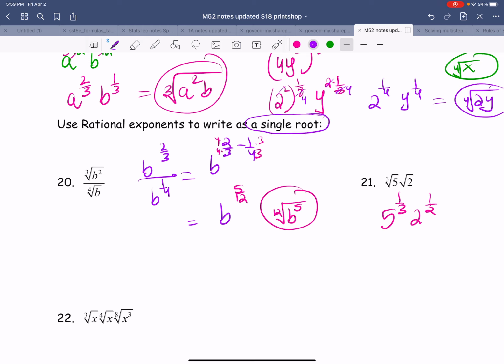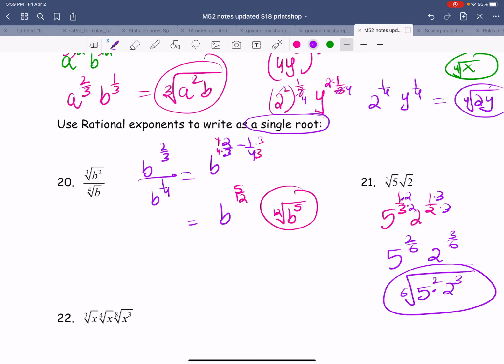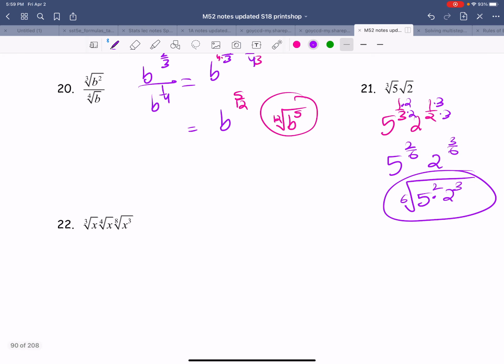So I'm going to get both of the exponents with the same denominator. So I'm going to multiply top and bottom by 2, and top and bottom by 3. 5 to the power 2/6, 2 to the power 3/6. So now I can do the 6th root of 5 to the 2nd power times 2 to the 3rd power. That looks like it would be a single radical. If you're bothered by 5 squared, you can do 25 times 8, which is 200. 25 times 8 is going to be 200, right? The 6th root of 200. So we wrote it as a single radical.